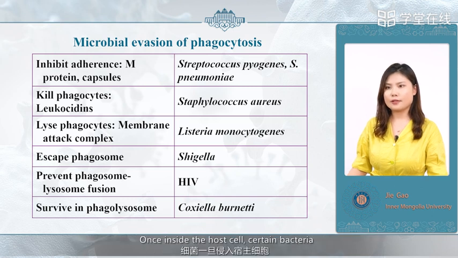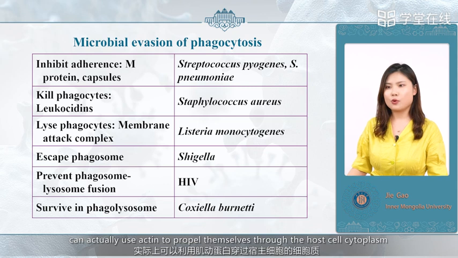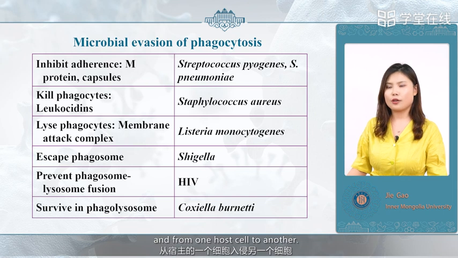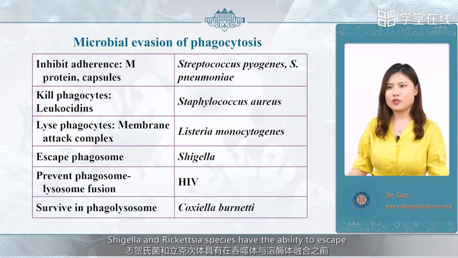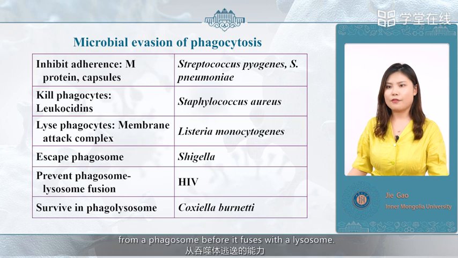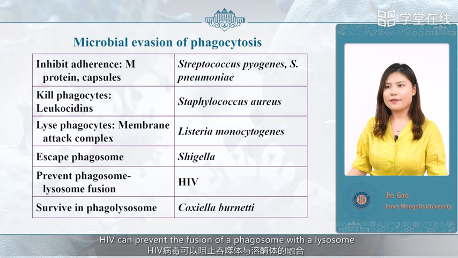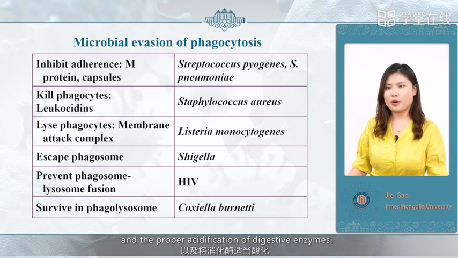Once inside the host cell, certain bacteria such as Shigella species and Listeria species can actually use actin to propel themselves through the host cell cytoplasm and from one host cell to another. Still, microbes have the ability to survive inside phagocytes. Shigella and Rickettsia species have the ability to escape from a phagosome before it fuses with a lysosome. HIV can prevent the fusion of a phagosome with a lysosome and the proper acidification of digestive enzymes.